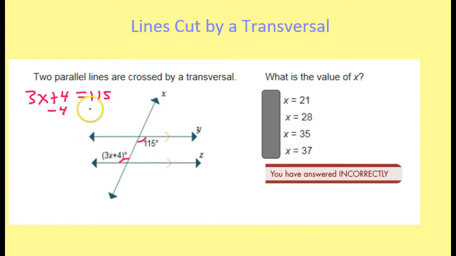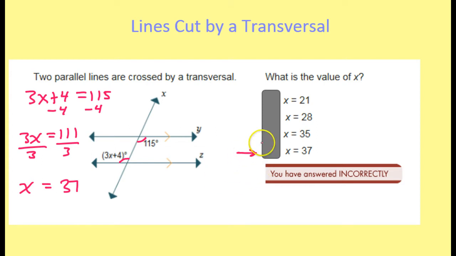So subtracting 4 from both sides gives me 3x is equal to 111. And then dividing both sides by 3 gives me whatever that is. I don't know it off the top of my head. Let me grab my calculator and cheat real quick. So 111 divided by 3 is 37. So x is 37, and that's what we were supposed to find. So this is the answer right here.